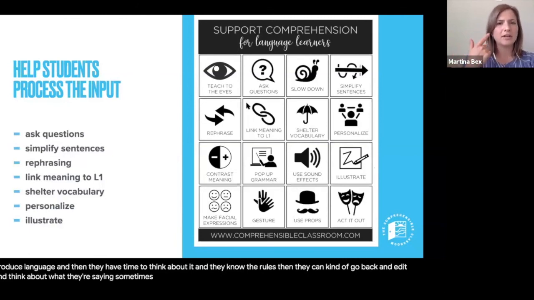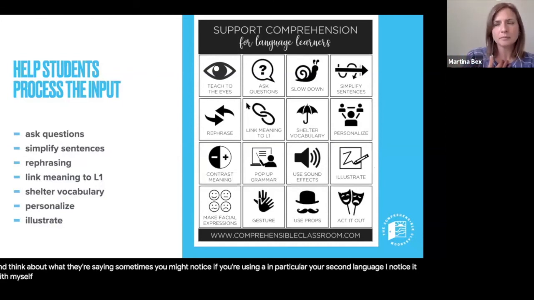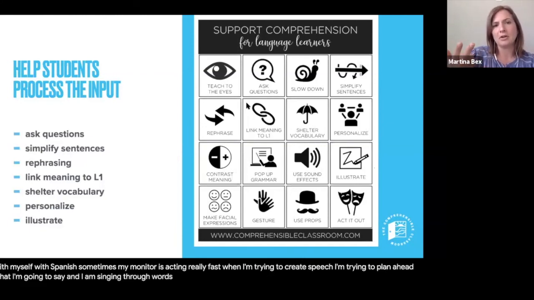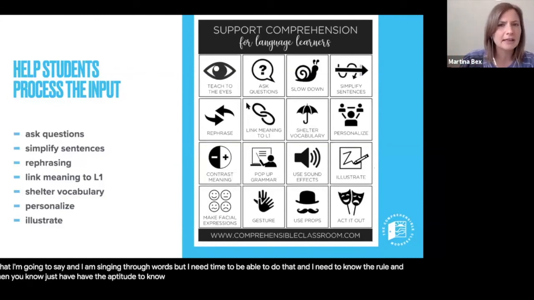Sometimes you might notice, in particular if you're using your second language, I notice it with myself with Spanish, sometimes my monitor is acting really fast when I'm trying to create speech. I'm trying to plan ahead what I'm going to say, and I am thinking through words, but I need time to be able to do that, and I need to know the rule, and then just have the aptitude to know when to apply the rules. So it's very limited in its role in language acquisition.